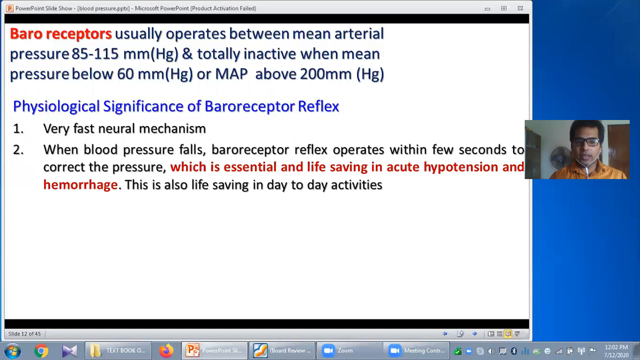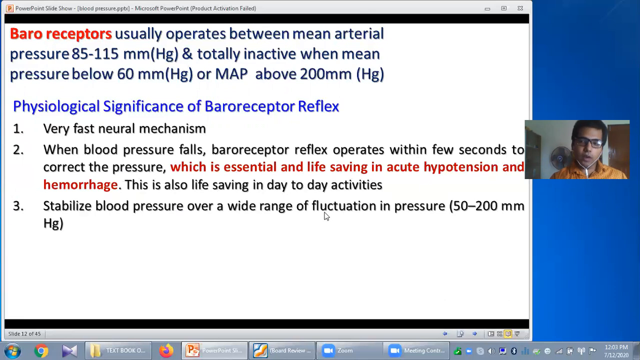The second point: when the blood pressure falls, the baroreceptor reflex operates within a few seconds to correct the pressure, which is essential and life-saving in acute hypotension and acute hemorrhage. This is also life-saving in day-to-day activity.